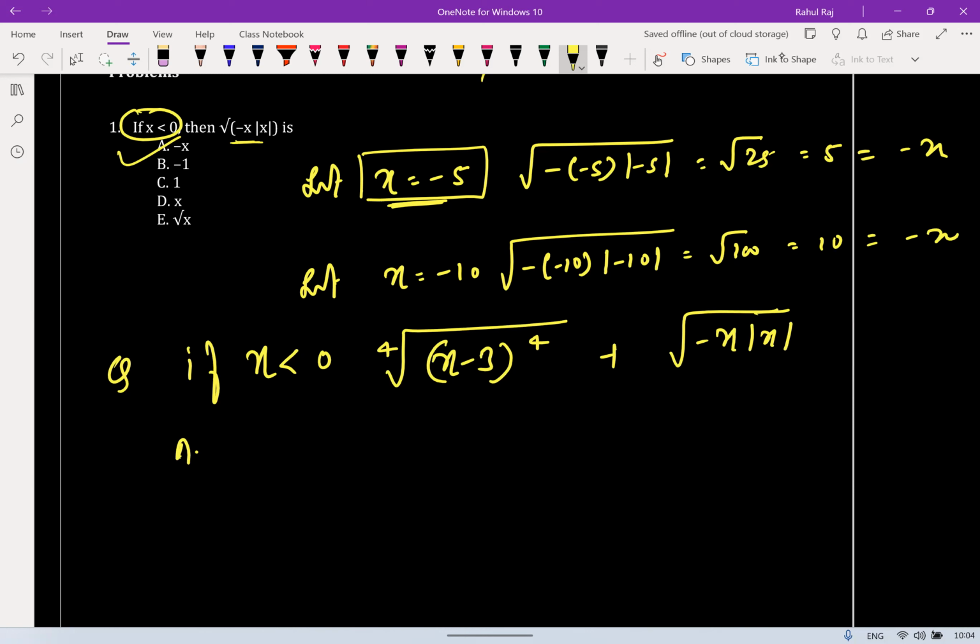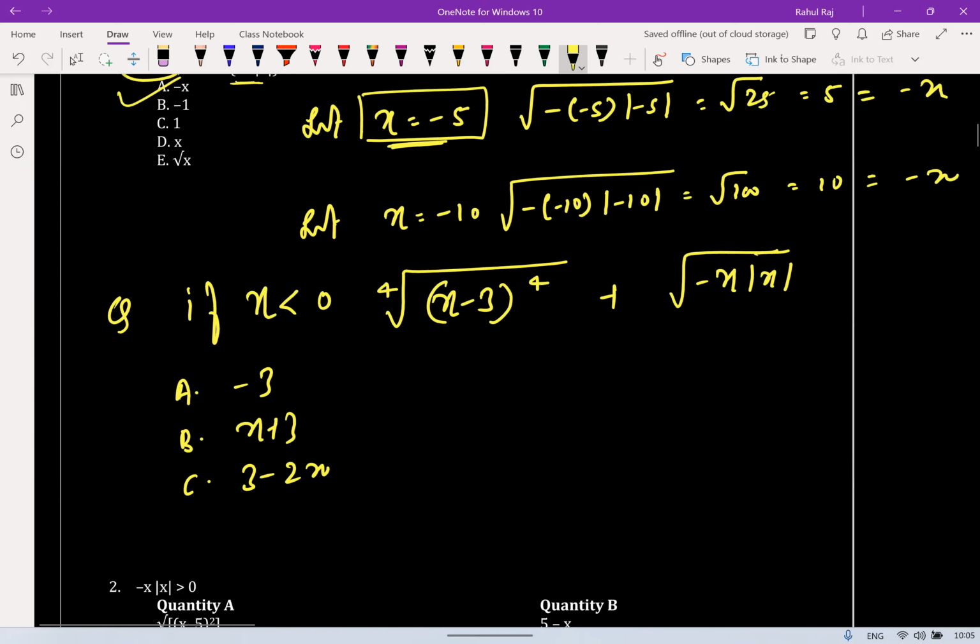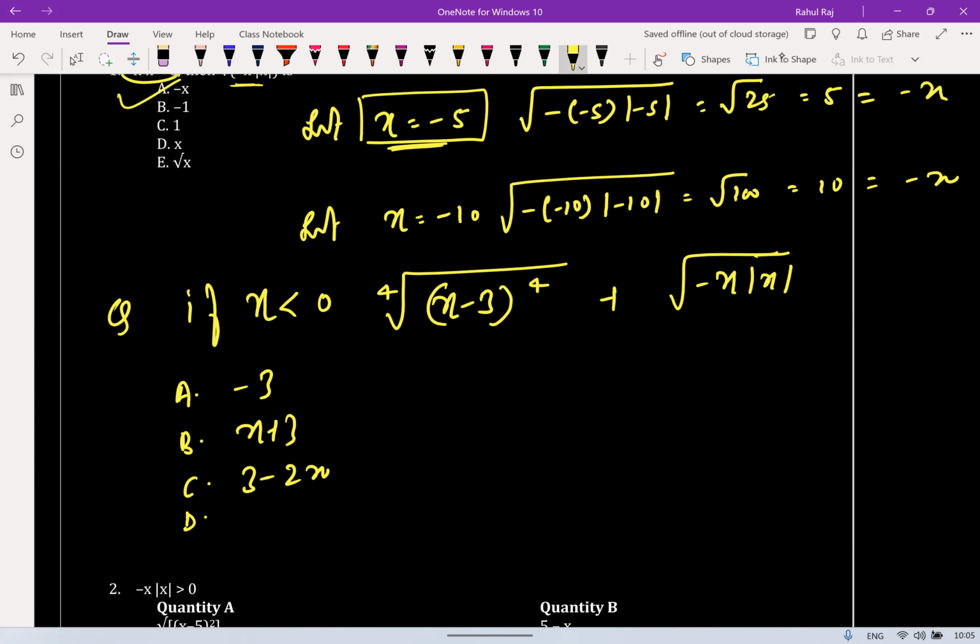Option number 1 says -3. B is x plus 3. C is 3 minus 2x. D is 2x minus 3. E is 2. Can you please try doing this?